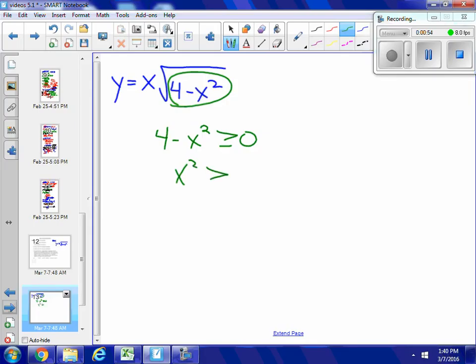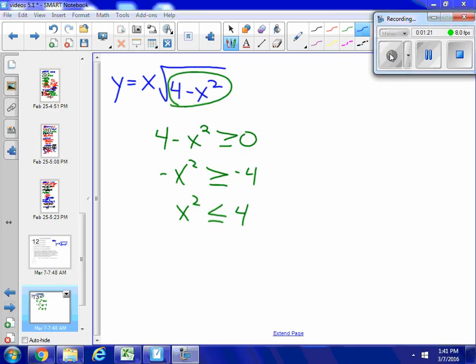Negative x squared is greater than or equal to negative 4. I can multiply both sides by negative 1, and I get x squared less than or equal to 4. I just had to flip the inequality sign, and I happen to know that the answer to this is negative 2 to 2, because once x gets above 2 or below negative 2, this will not be true.